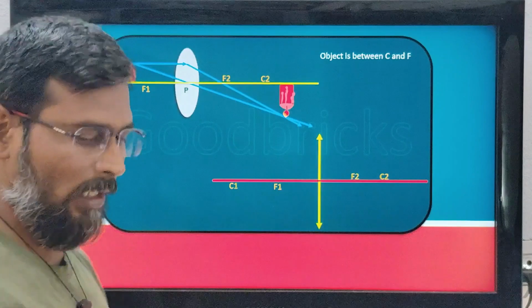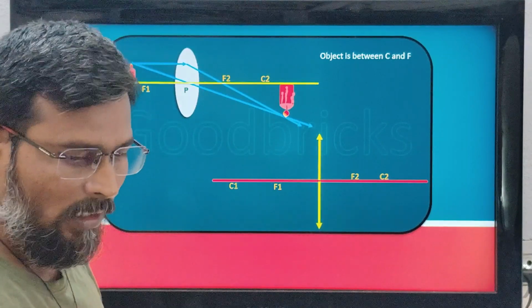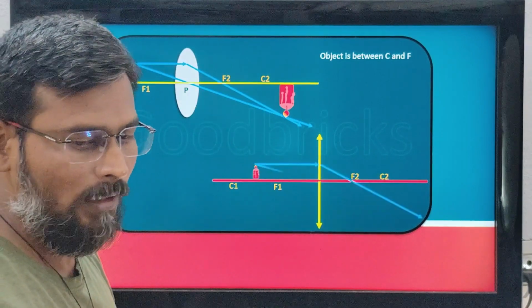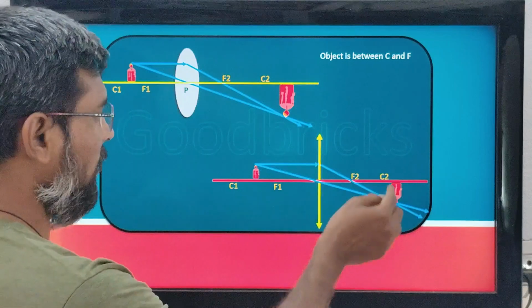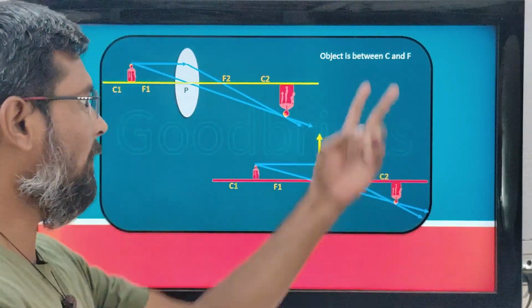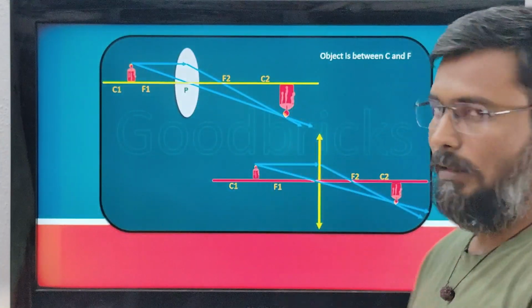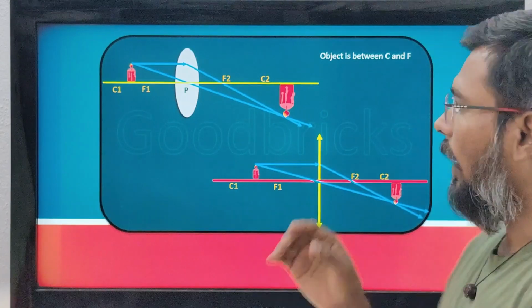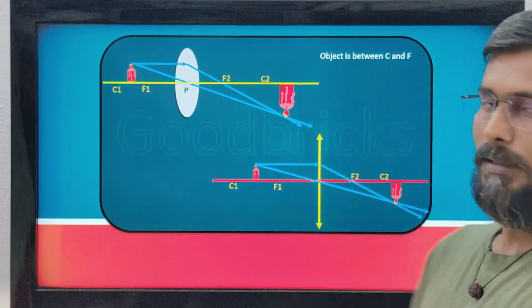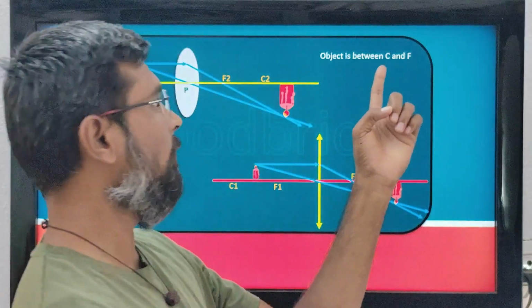And the same ray diagram we are going to draw with the help of the symbol of convex lens. So this is how the image will be formed when the object is between F and C. And if you talk about these characteristics, this is enlarged, inverted, real, and where it is forming, it is beyond C. The image is forming beyond C when the object is between C and F.